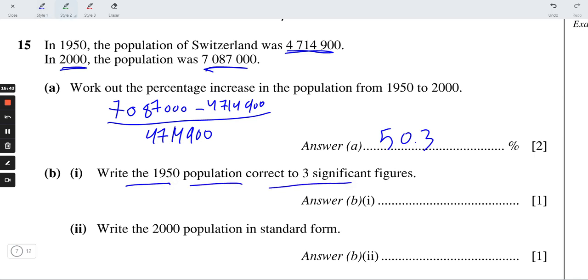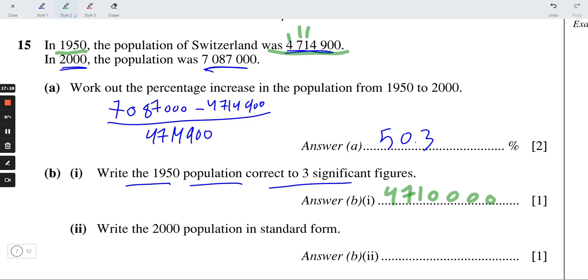Now write the 1950 population correct to 3 significant figures. In 1950, the population of Switzerland was this number, so correct it to 3 significant figures. The first significant figure is 4, 7 is the second, 1 is the third. Next to the third significant figure is 4, less than 5, so you cannot add 1, so the answer will be 471,000, which is 4,710,000.